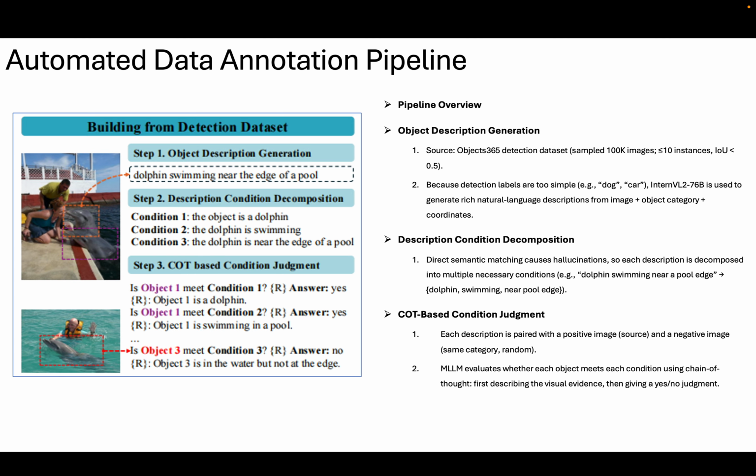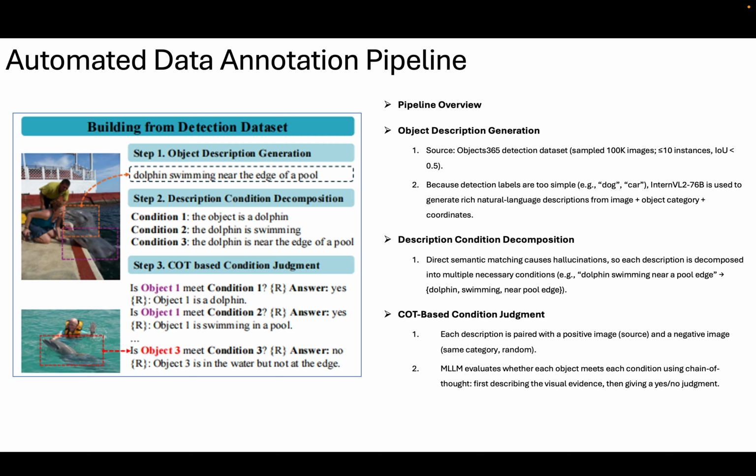So now let's go and talk about the automated data annotation pipelines. In this slide, we see the goal here is to generate rich natural descriptions and accurate labels without relying on expensive human annotation. So step 1 is object description generation. The base detection dataset, like Objects365, is a huge dataset, but normally only gives a very simple label, such as a car or something. So these are too basic for free-form language detection.